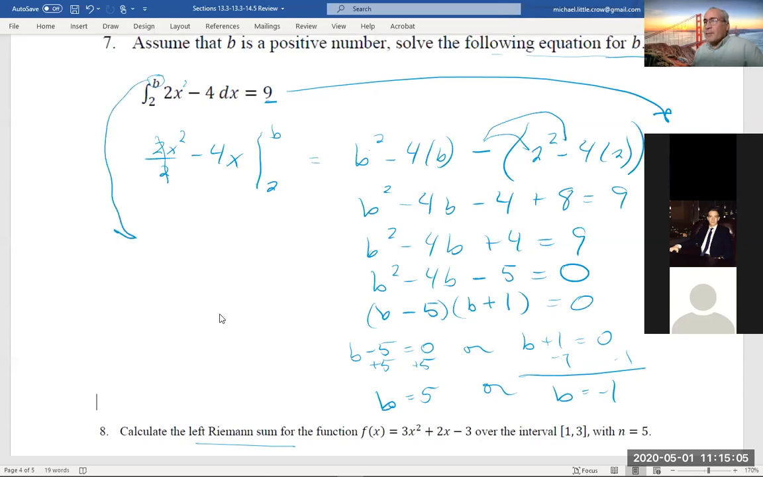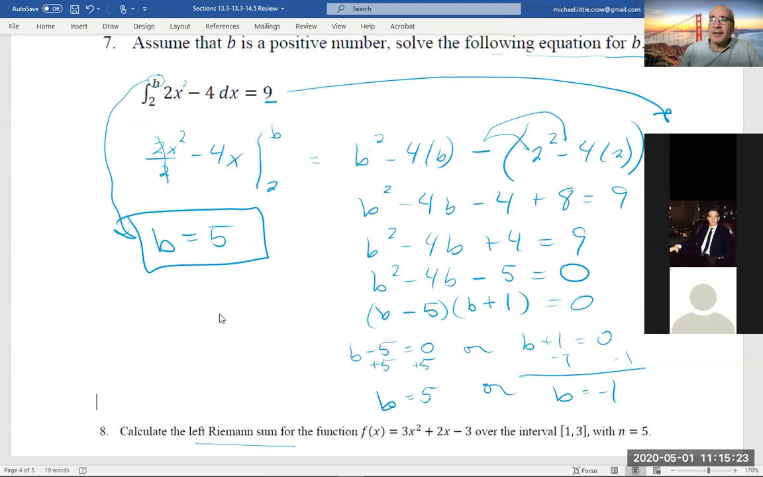Well, since B is an upper limit, it has to be greater than 2. That's when we put these limits, the upper limit has to be beyond the lower limit. So that tells us B has to be 5.